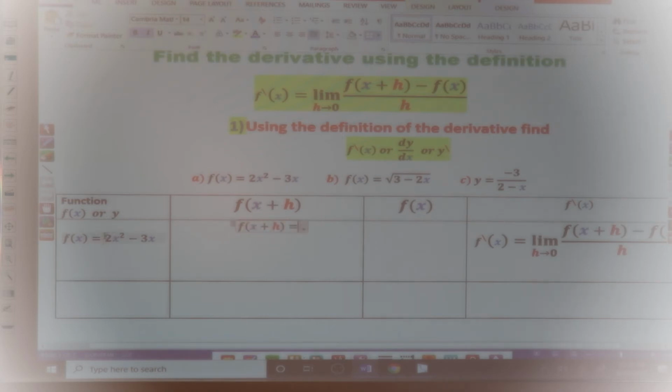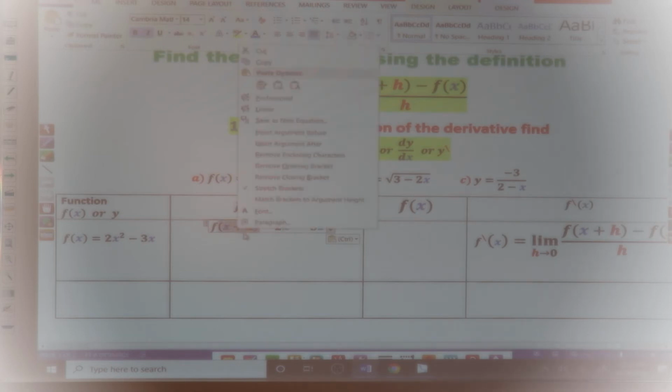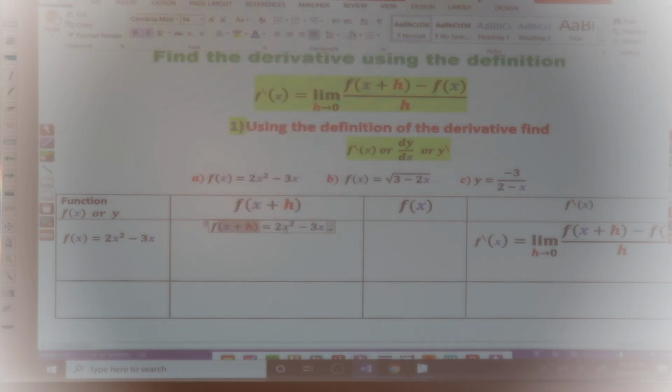This is my function. I'm going to copy this function and put it here. You see the x here? The x, I don't need it. I'm going to replace it by x plus h. Copy this. Take the x out, change it. Oh, nice. And we have another x here. Oh, good job.